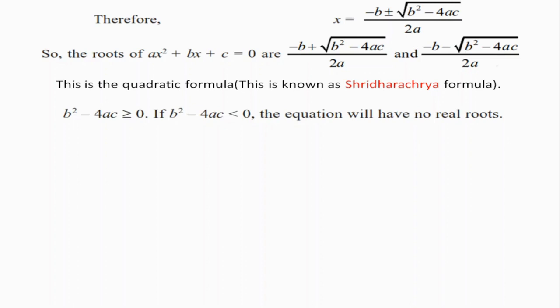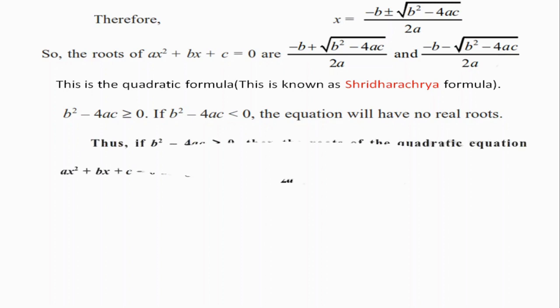Very important to note here, when b square minus 4ac is greater than or equal to 0, then we get real roots, equal roots or different roots. But if b square minus 4ac is less than 0, we don't get any real roots. So for getting real roots, there is an important condition: b square minus 4ac must be greater than or equal to 0.